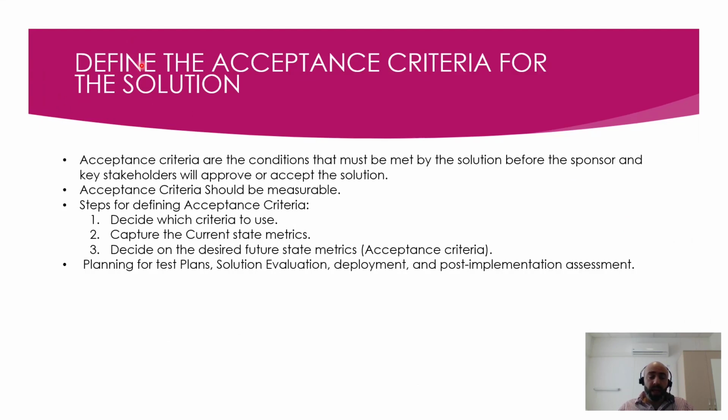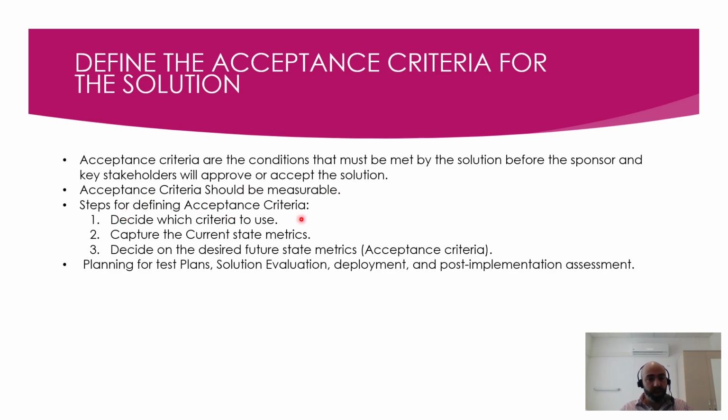Before we go to the last core task in business analysis planning, this is an important major and core task also, which is define the acceptance criteria for the solution. We have spoken about it, acceptance criteria or success criteria or success metrics, all of them are measurable or key performance indicators. All of them are measurable indicators for success. Okay, so acceptance criteria are the conditions that must be met by the solution before the sponsor and key stakeholders will approve or accept the solution. Acceptance criteria should be measurable.